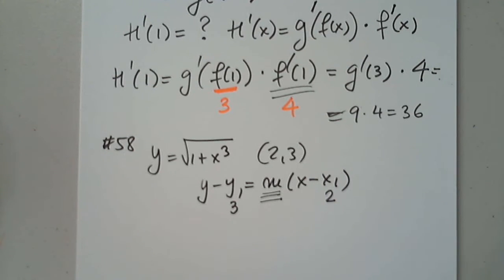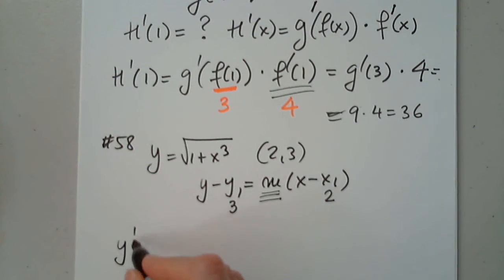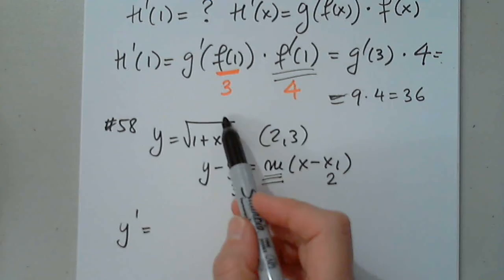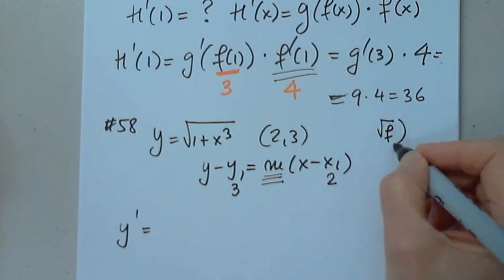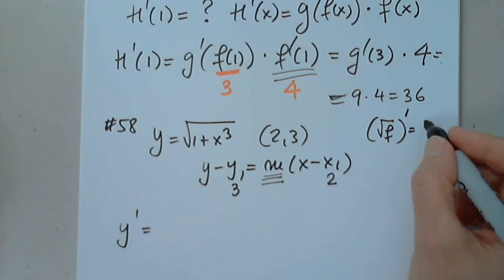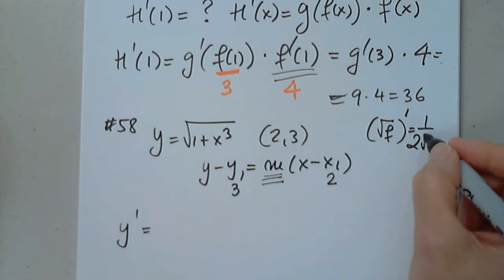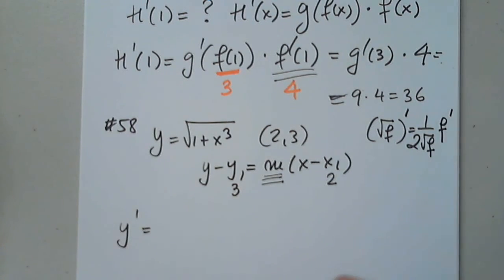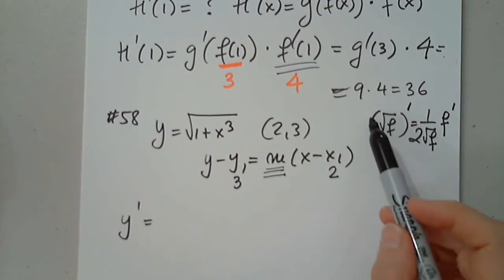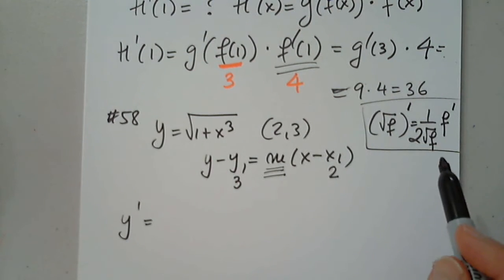You have to get the derivative. Very good. Y prime. And we have a very important rule for the square root. The derivative of the square root of a function is 1 over 2 times the square root of the function, times the function prime. So this is carved in stone.